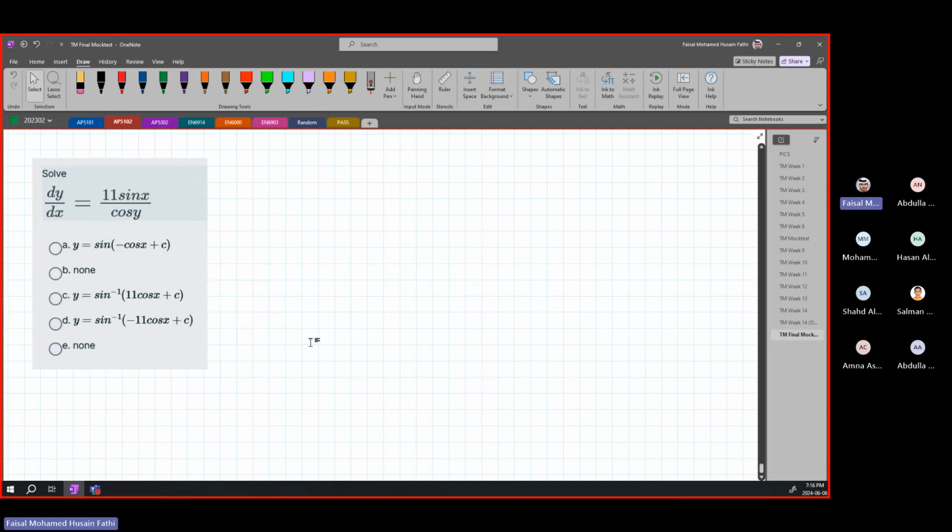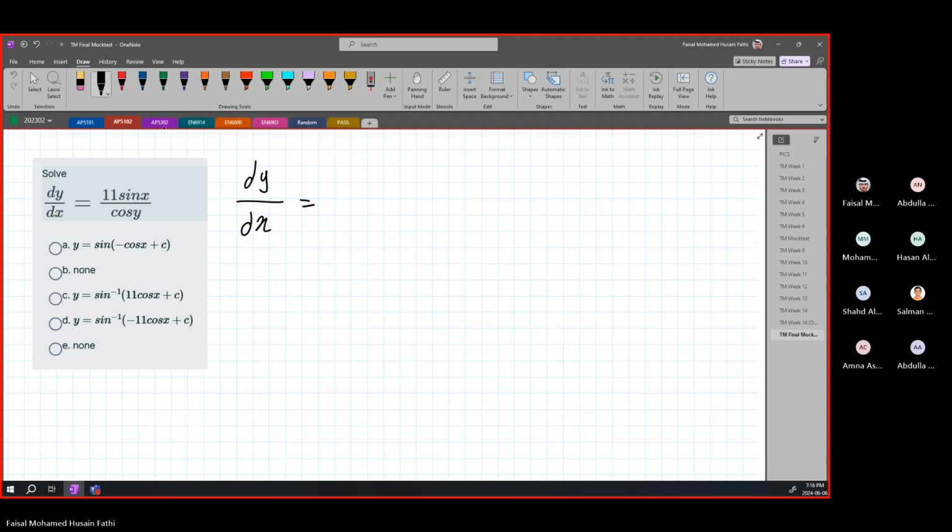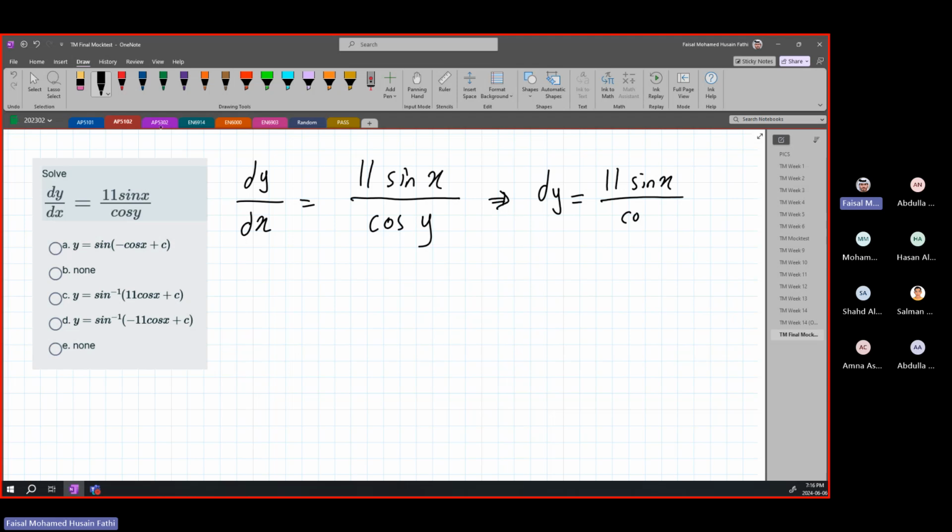The last question we have is dy by dx equals 11 sine x over cosine y. So we have separation here. So this is the original equation we have. 11 sine x over the cosine of y. First thing you need to do is separate your dy and dx. So we're going to say that dy is equal to 11 sine x over cosine y dx.